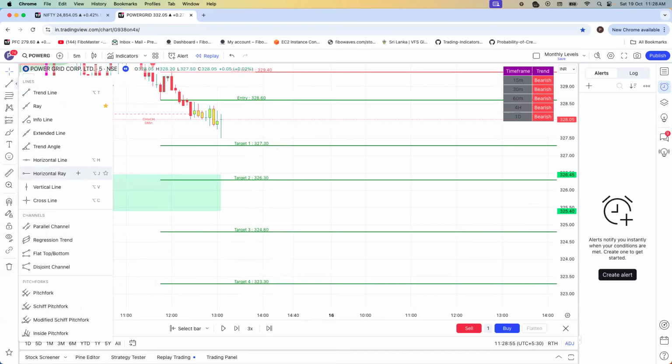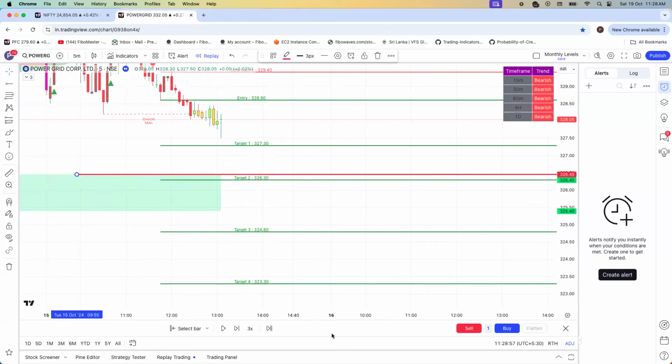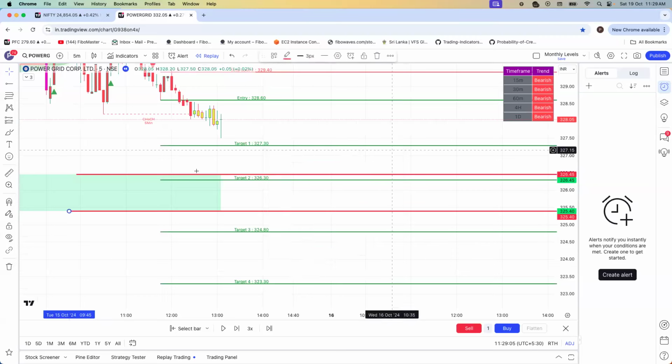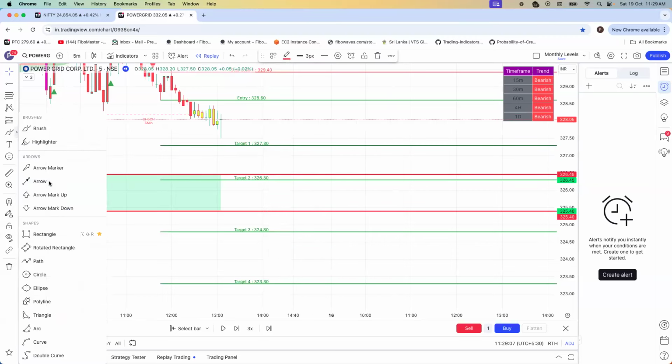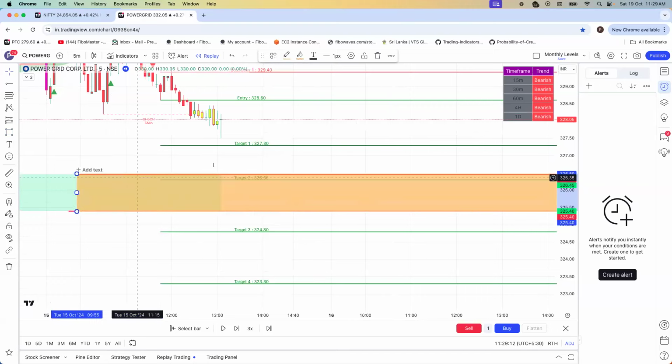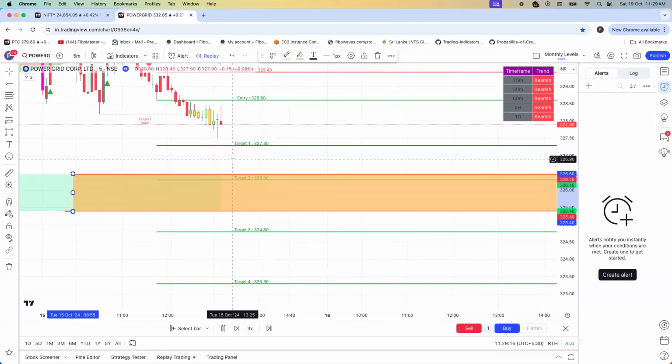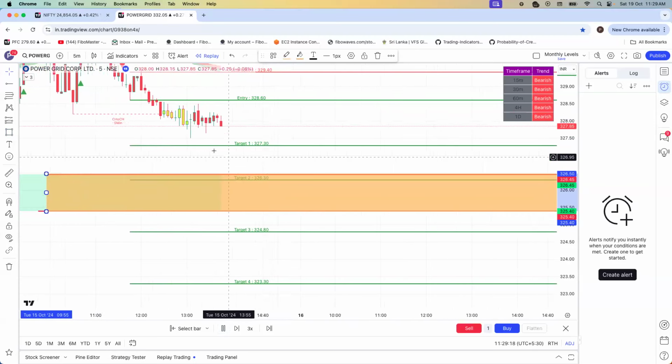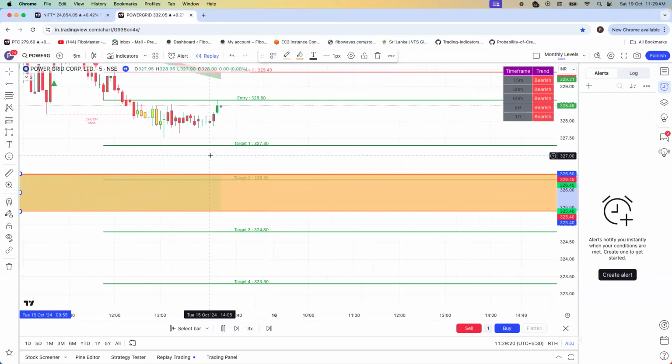So I should expect a target only up to this. I should not expect more targets from here. If it falls below this, then your targets are in hand. This area will be your support area. When you see here, it falls and it did not hit the target.